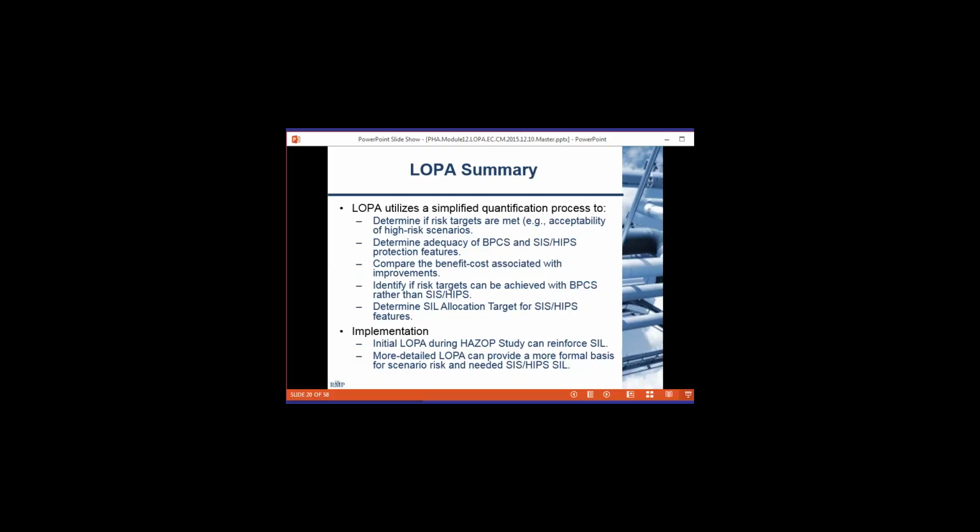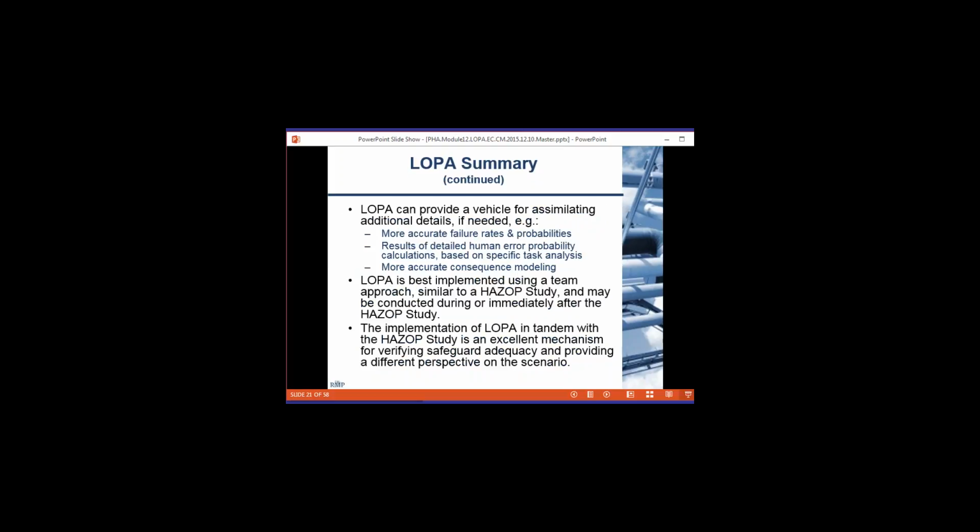LOPA can also provide a framework for additional details. If you've done an initial LOPA, maybe as part of your HAZOP study, and you're getting a fairly high risk, well, you can take that understanding of the scenario right from there, and then put in additional, more accurate probability values and additional insights, study it a little bit more to sharpen the pencil and really understand what the risk is. You can also improve human error probability calculations. You can do more accurate consequence modeling, all the things to help you understand the scenarios better.